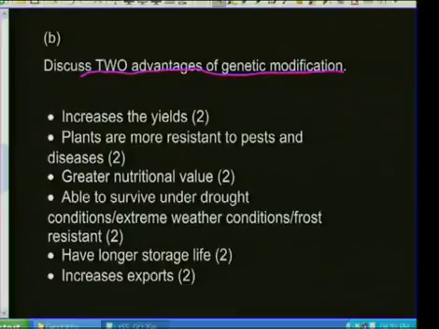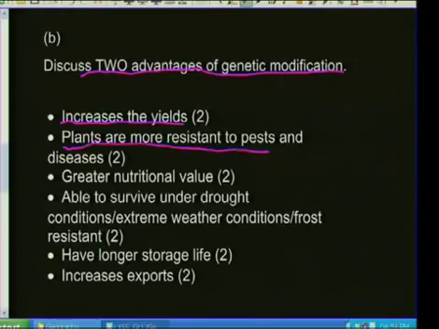But let's look at the memo, all right? The same things. It increases the yields, where we have more of the product available, higher yields. That means from the same piece of land, you get far more of the crop than you had before genetic modification. Plants are resistant to pests and diseases. Doesn't work for them anymore. You understand those pests and diseases? They can't interfere, the crop still survives. Greater nutritional value, able to survive drought, all right?